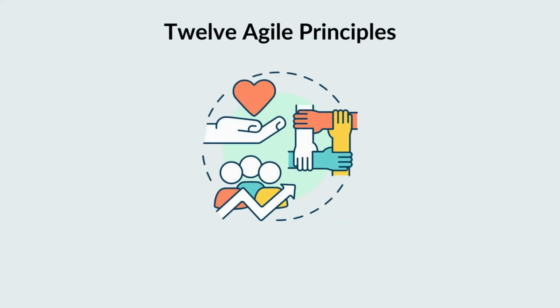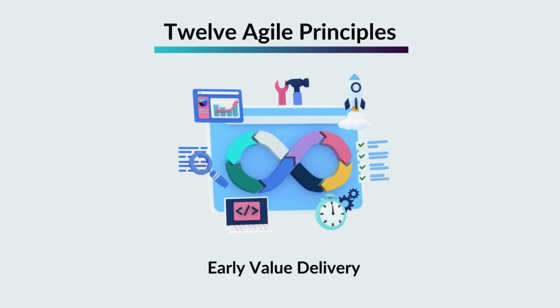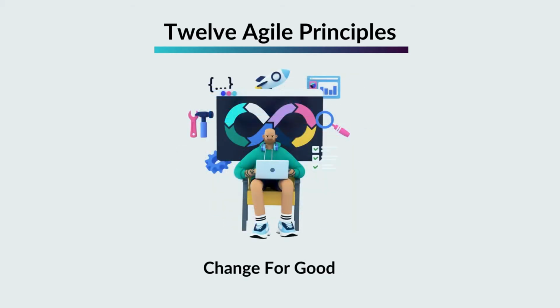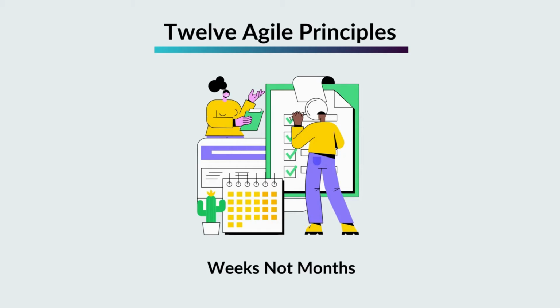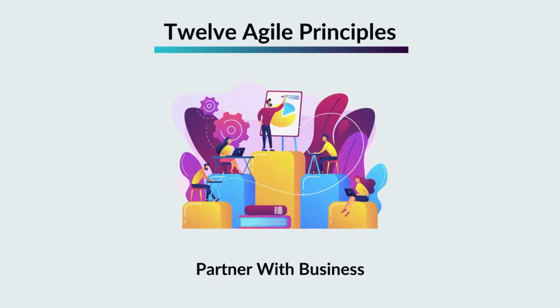12 Agile Principles. Early value delivery. Highest priority is given to early and continuous delivery of the software. Change for good. Changing requirements are welcomed if they are competitive for the customer. Weeks, not months. Deliver working software frequently, from a couple of weeks to a couple of months, with a preference to the shorter timescale.